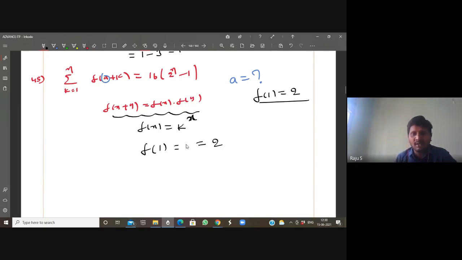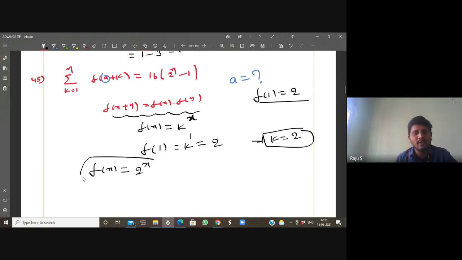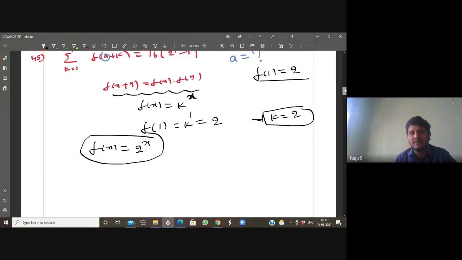Exponential function alone satisfies. So k power 1, which implies what is the k value? k value is equal to 2. So nothing but here the function is 2 power x. The required function is 2 power x. How can you say that the required function is 2 power x?